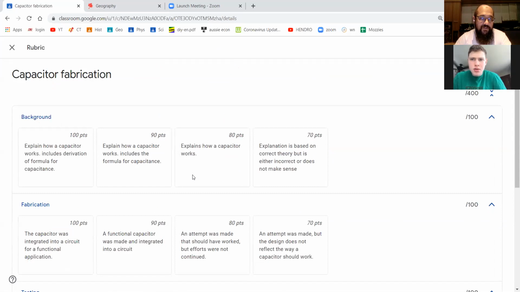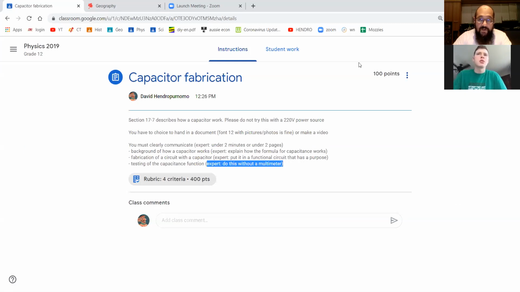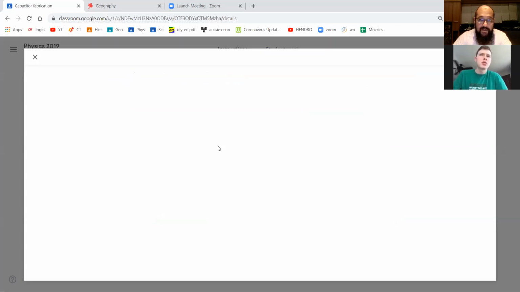I probably should attach a video as well on how capacitors work. I might even do that. I might even do that now. Edit.